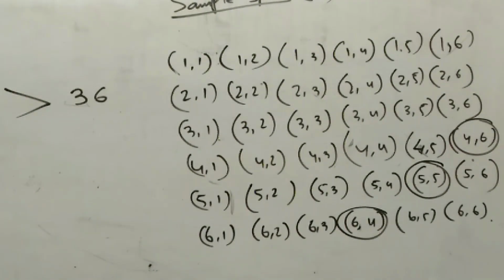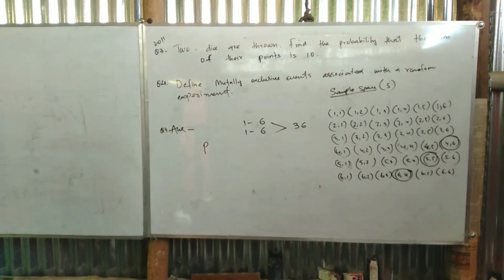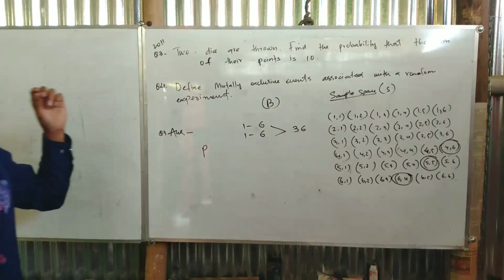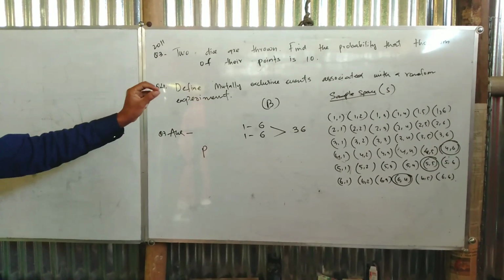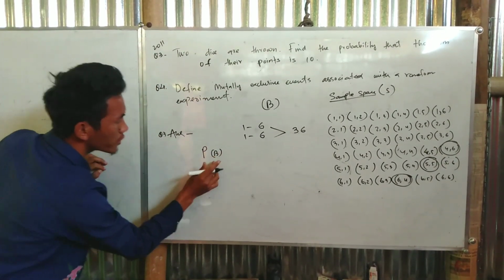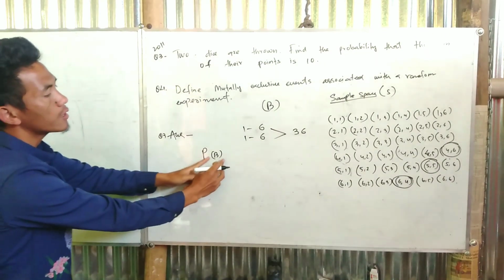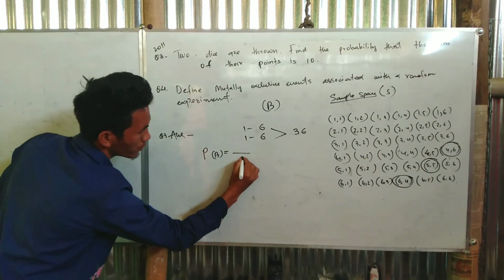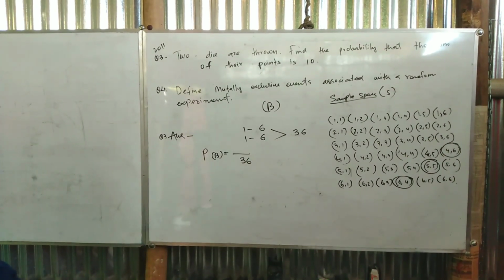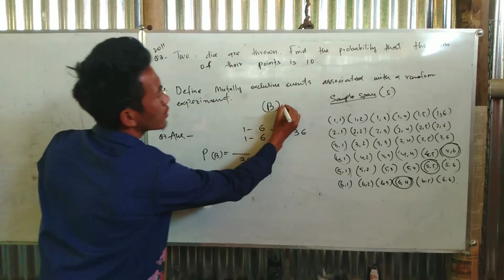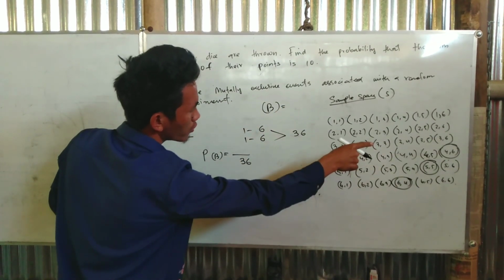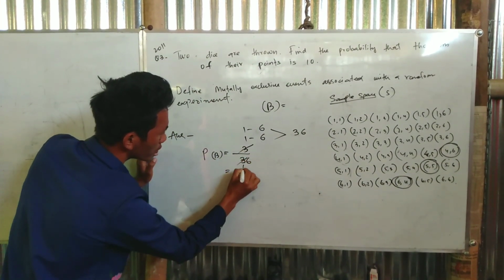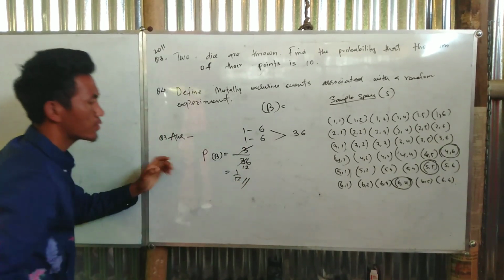So probability of getting 10, let us assume that B is the favorable outcome that the sum of their points is 10. So let's take it as B. The probability is the chance of getting the sum of 10. So I'm going to keep the total number 36. How many favorable outcomes do we have? B is 4 and 6, 5 and 5, 6 and 4. 1, 2, 3. So let's keep 3 over 36. 3 by 36 is 1 by 12 chance. And yeah.